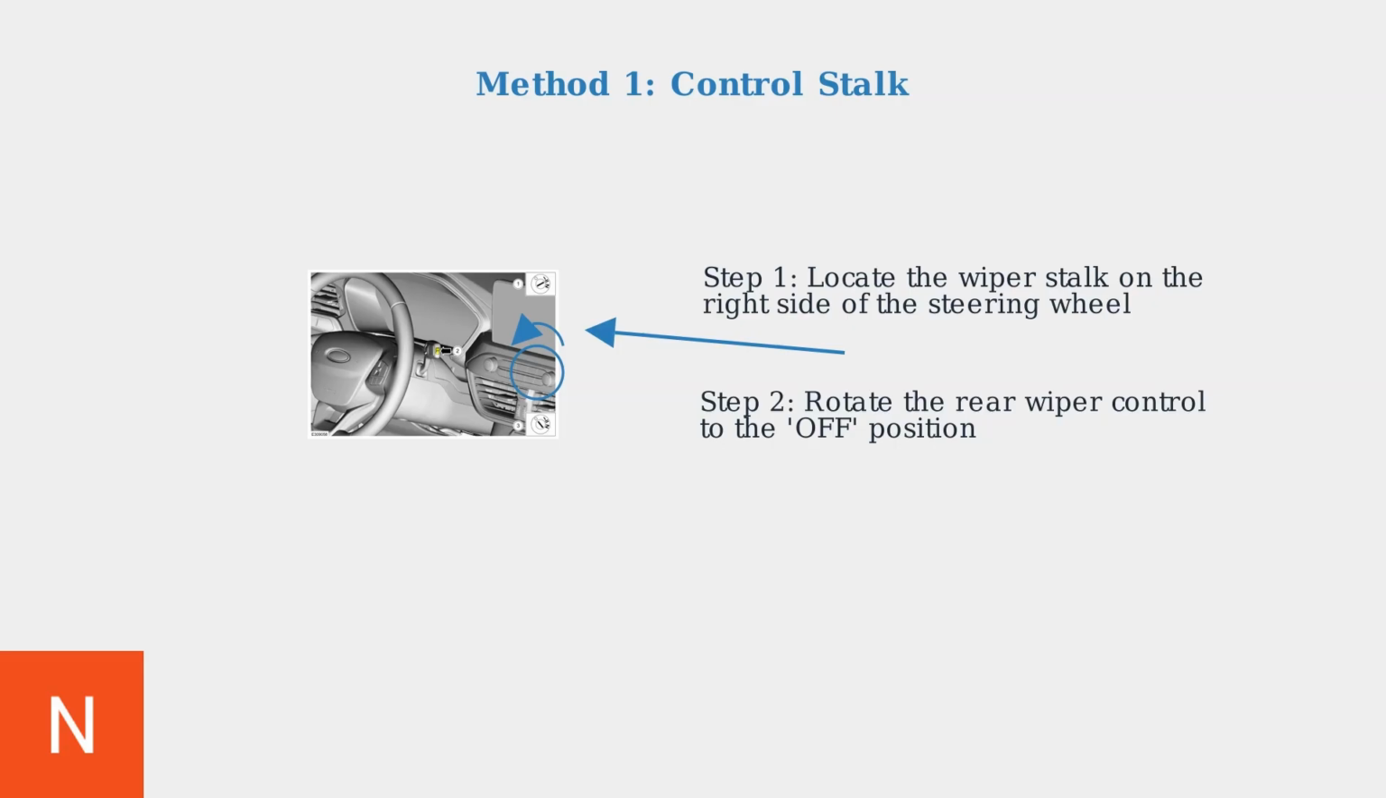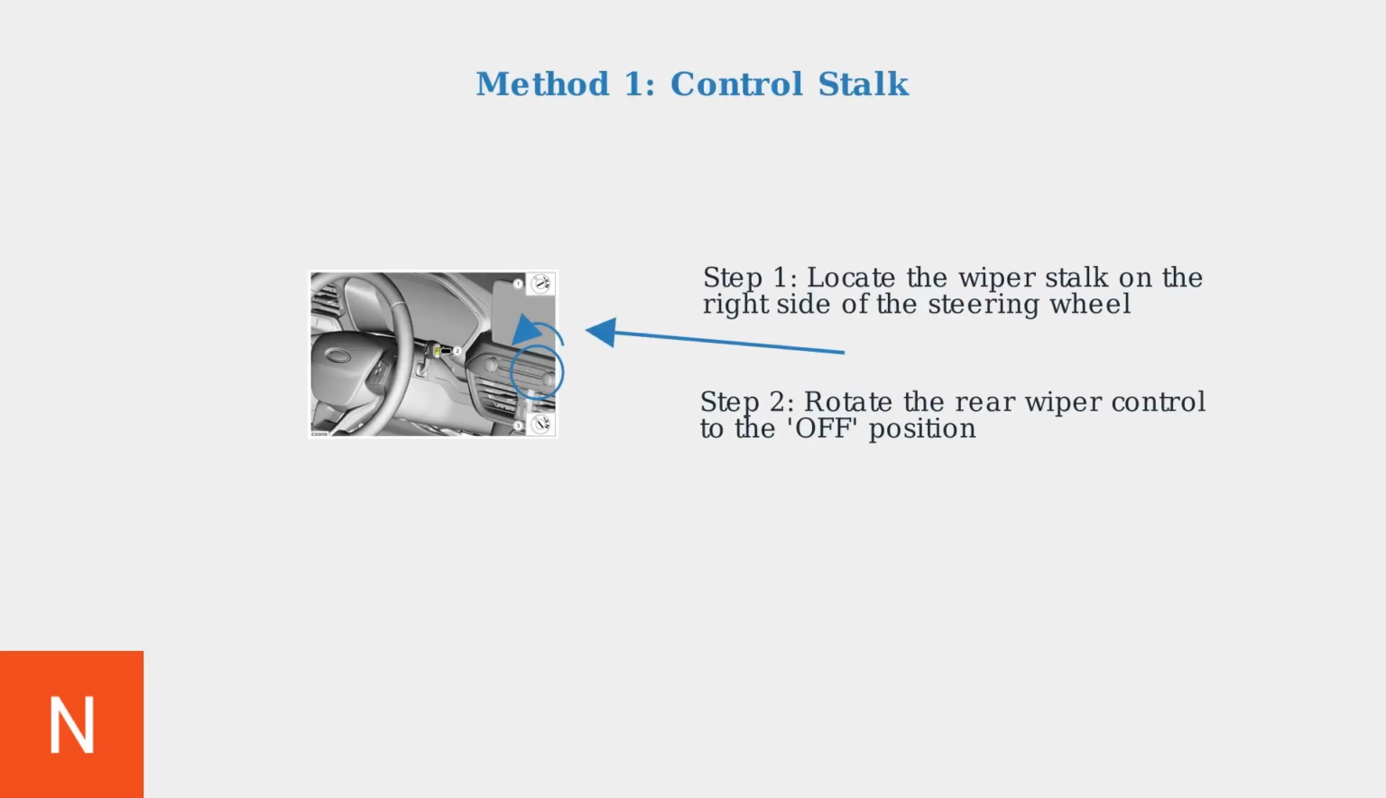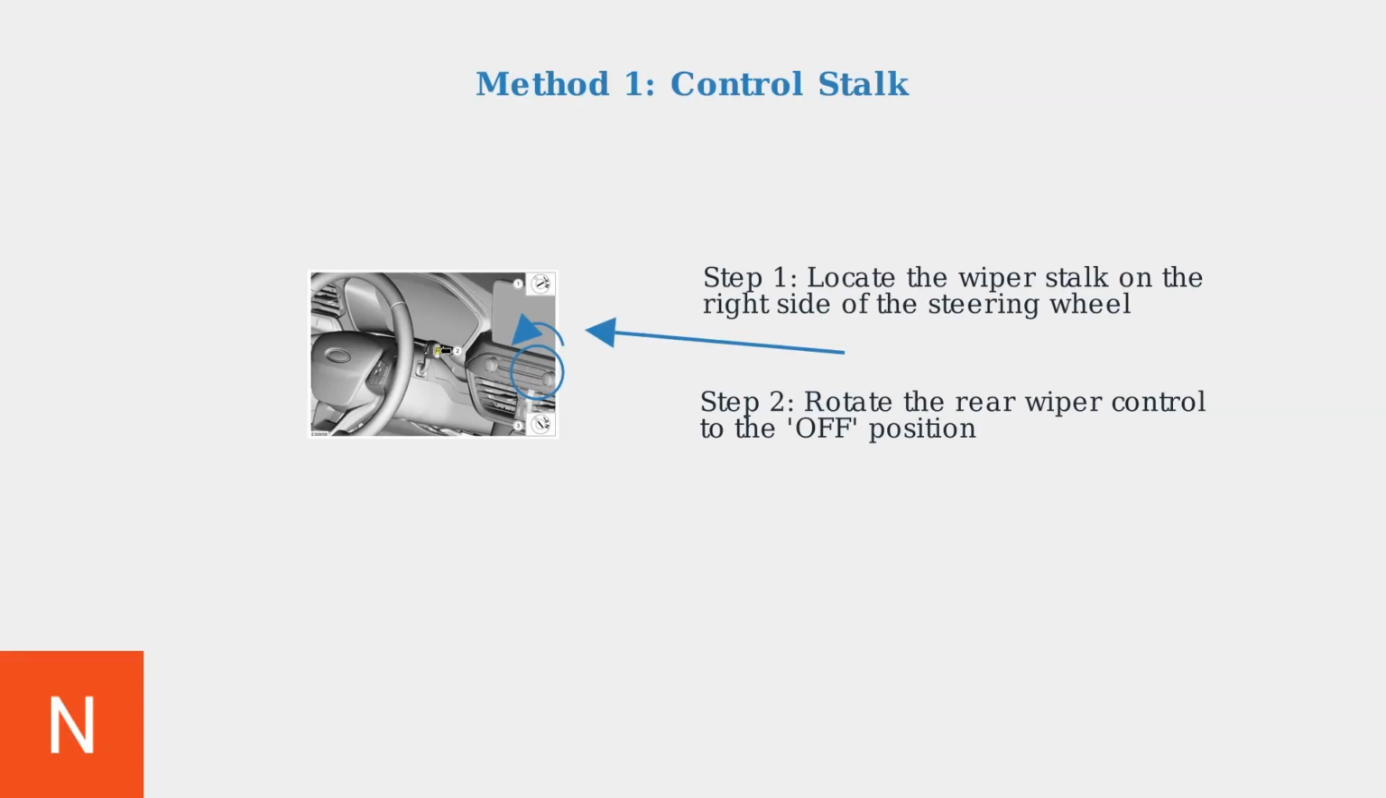If your rear wiper won't turn off despite following these steps, there are a few troubleshooting tips to consider. First, check if the wiper blade is frozen or stuck to the rear window. Verify that the control stalk is properly positioned in the off setting. If problems persist, there may be electrical issues requiring professional service.